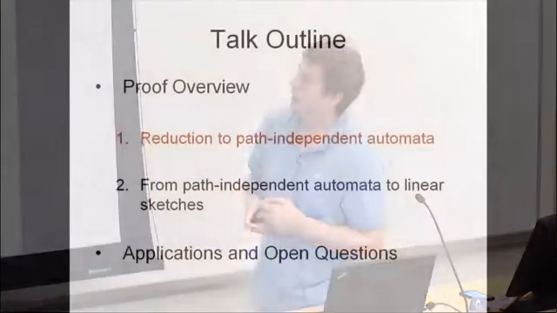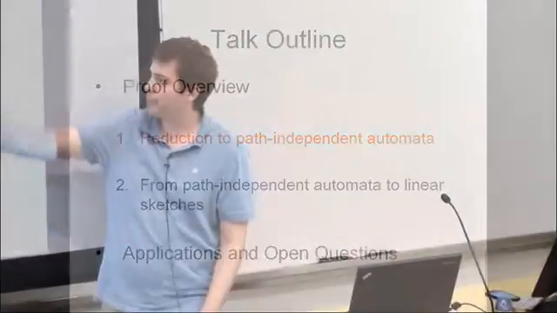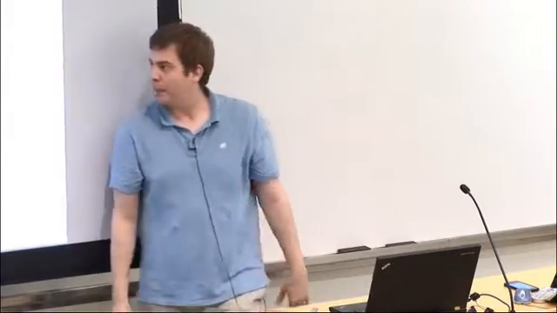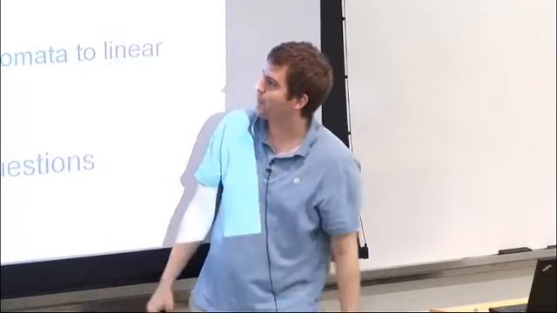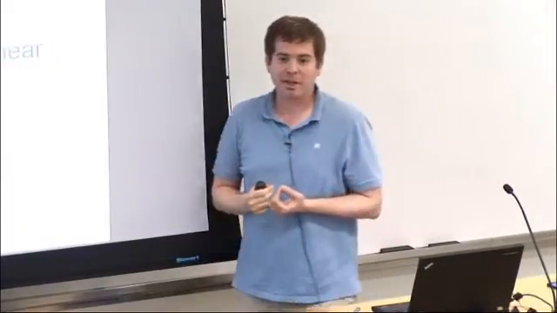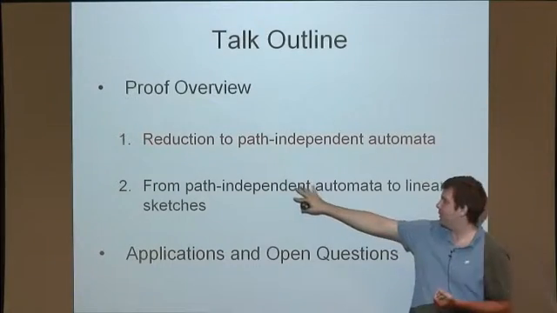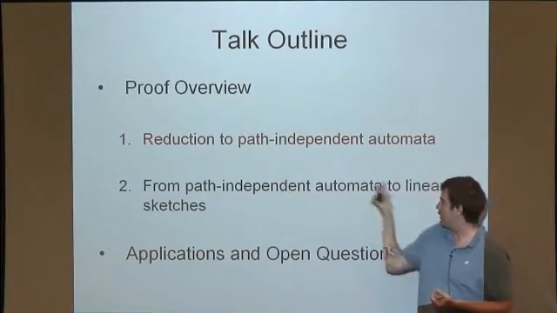So, in the remainder of the talk, I'll try to give an overview of how the proof works. Basically, you start with the optimal algorithm. For each fixing of its randomness, you get some automaton. And what we're going to try to do is prettify that automaton. We're going to try to make it have some special properties, which I'll call being path independent. And once we reduce the automaton to a path independent automaton, it's not so hard to reduce that to a linear sketch.